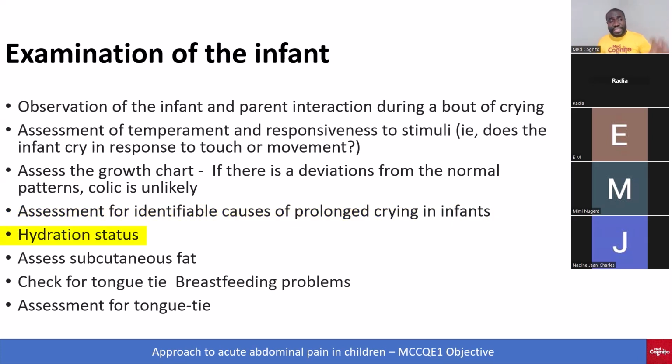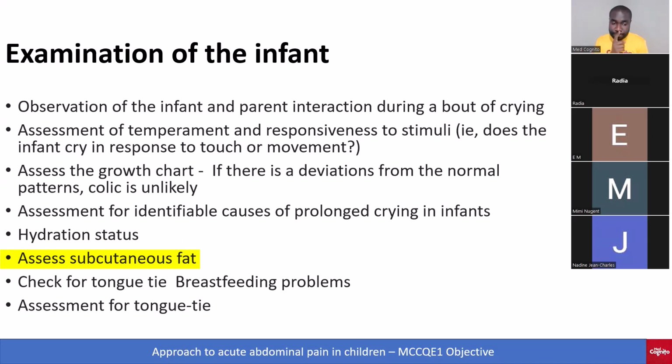Why? Because we said that a child who is crying inconsolably and vomiting projectile, we're thinking about pyloric stenosis. It could also be that they are vomiting with diarrhea, that is gastroenteritis. So you also want to assess the hydration status of the child, because it could also be that the child is not even eating, right? And then you also want to assess the subcutaneous fat.